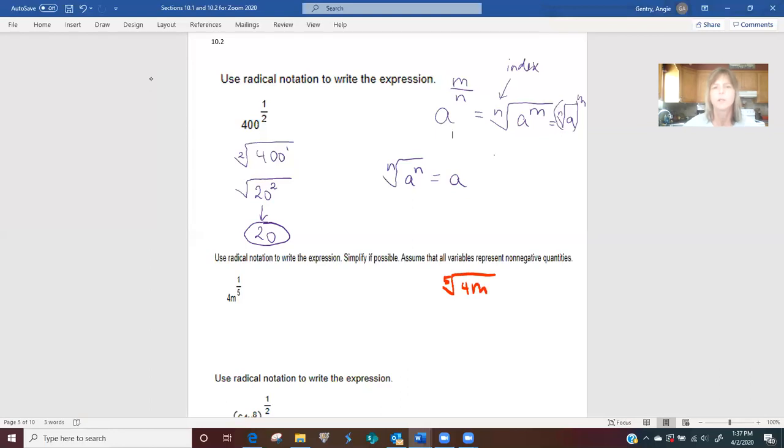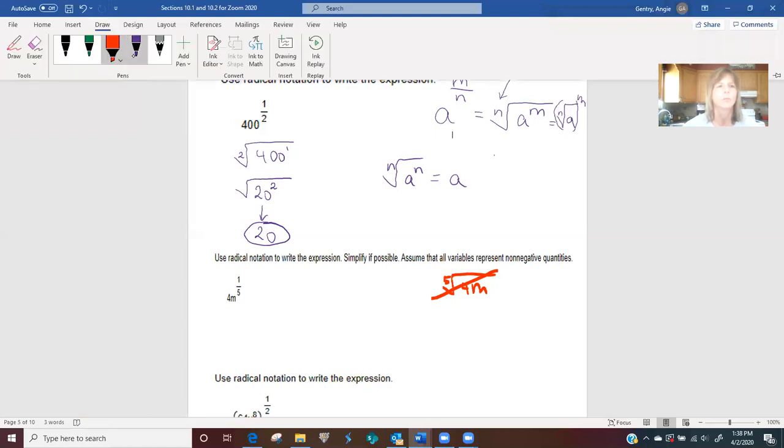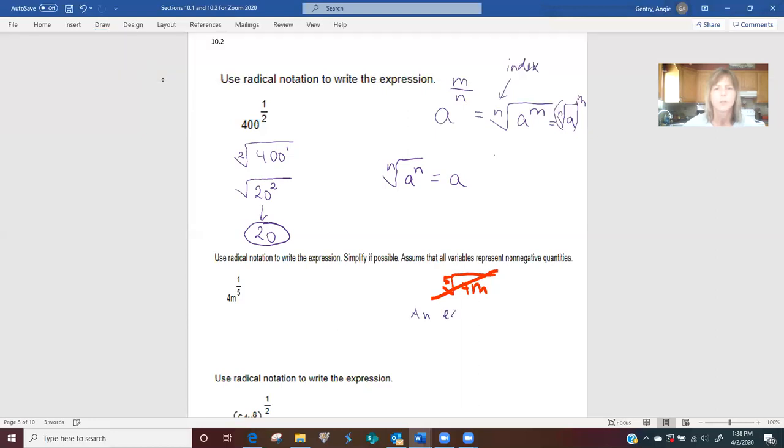This is incorrect because we need to remember what an exponent affects. I always like to write this down here. An exponent, this is important for later as well, affects only what it immediately touches. The book doesn't say it like this, but this is really key. So I want you to remember this.